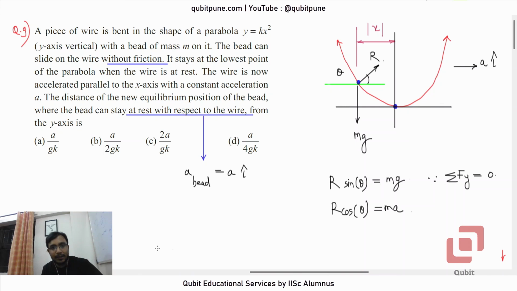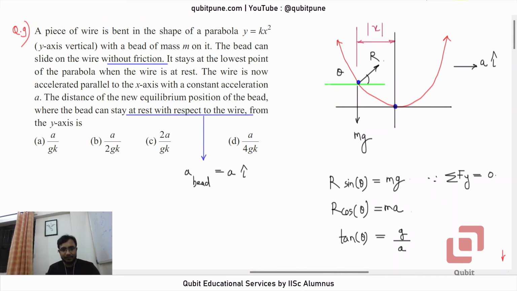So how to find it now? Look, does this not tell me tan theta? It does. Tan theta will be g upon a, correct? Yes, tan theta will be g upon a. But is there any other way to find tan theta?